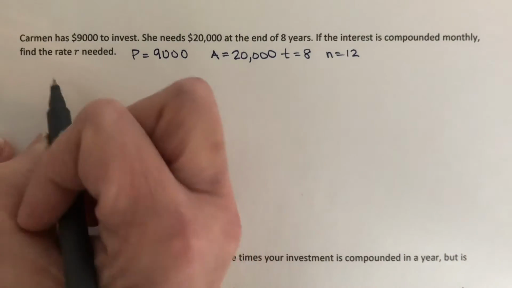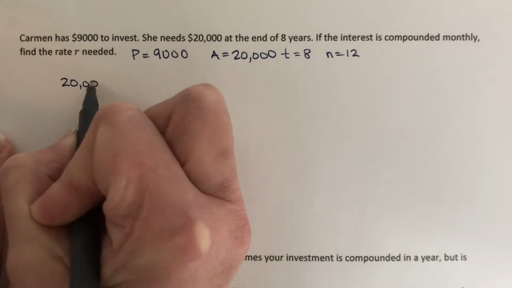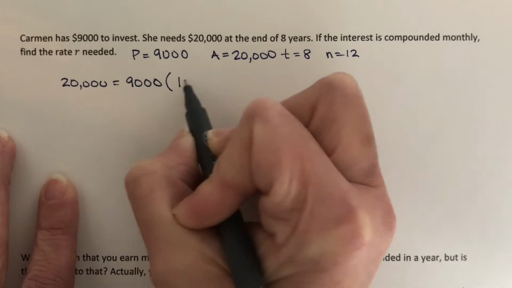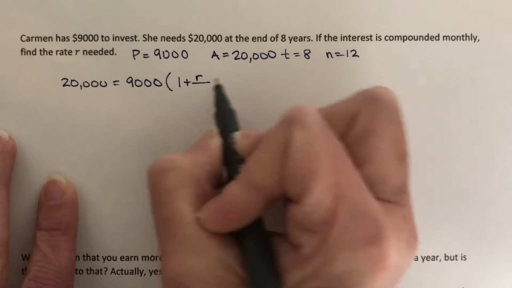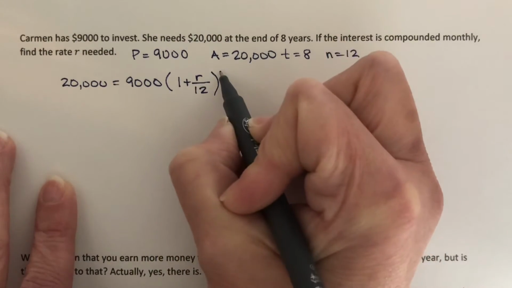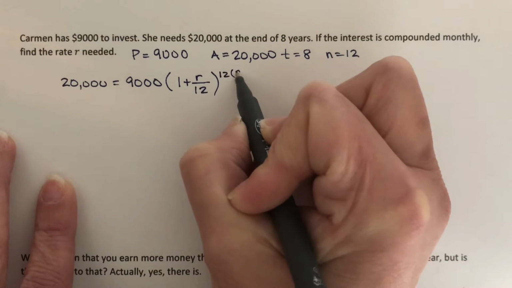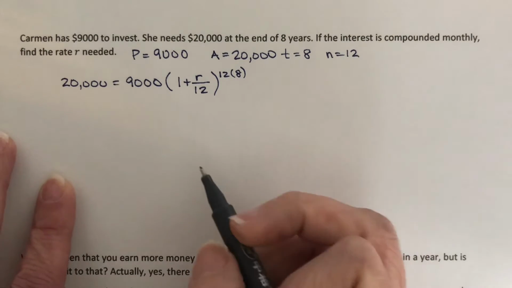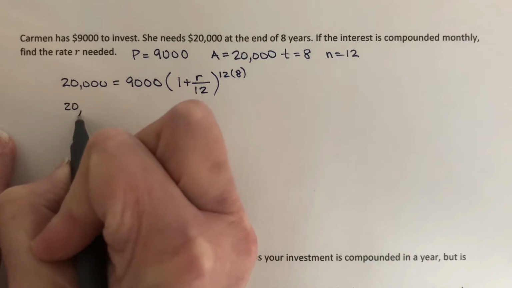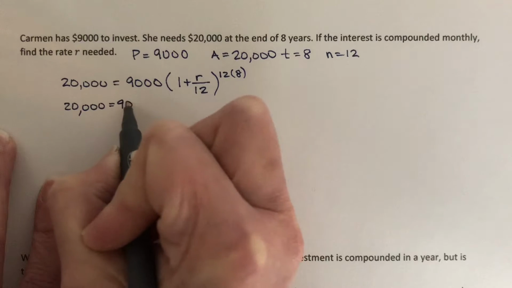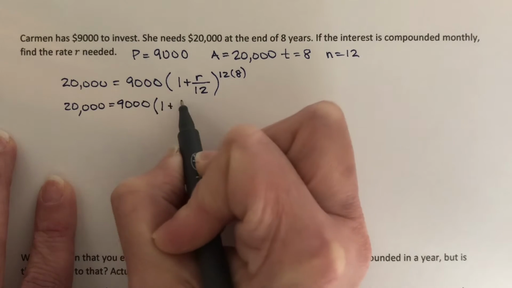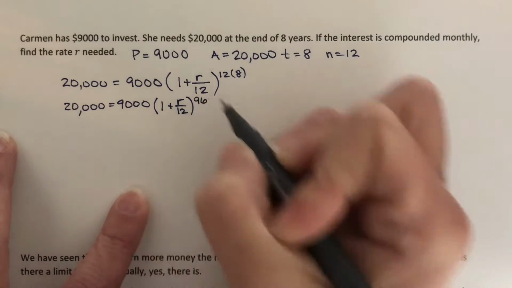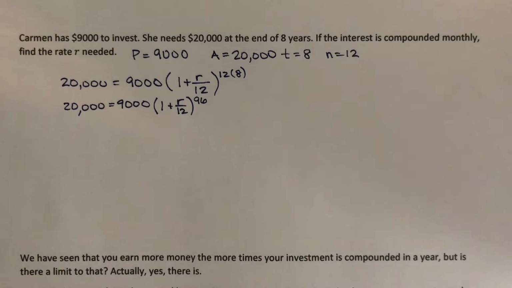The formula for compound interest is A equals P times 1 plus R over N, raised to the N T. Okay, so this is 20,000 equal to 9,000 times 1 plus R over 12 to the 96th power. Okay, so I just need to get R by itself.